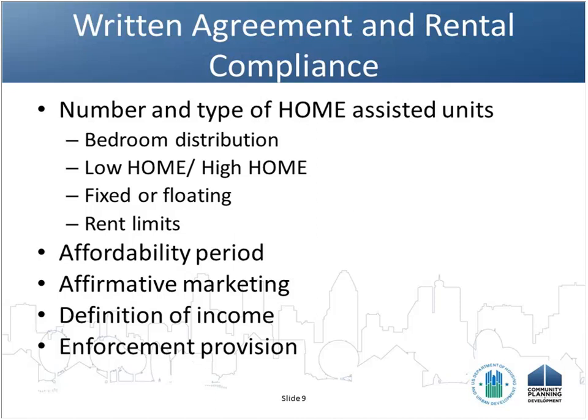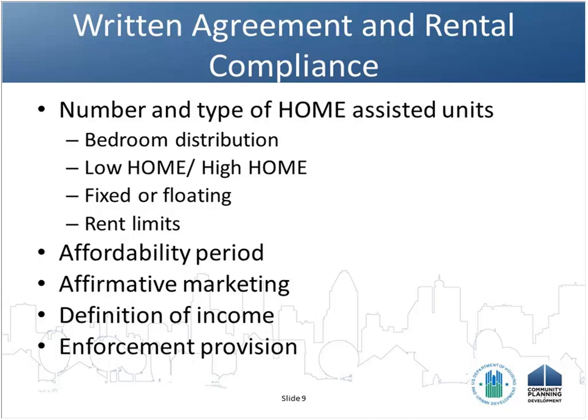Also, the affordability period that's going to be in place would be part of that written agreement, and the affirmative marketing plan. In some cases, we will have an affirmative marketing plan that will be for all of the PJ's funded projects. In some cases, it'll be a property-specific affirmative marketing plan. And so that would become part of or referenced in that written agreement as part of the process. We'll be talking a little bit later about the two definitions of income, and this again would be something that would be identified within that written agreement, and then all of the enforcement provisions.